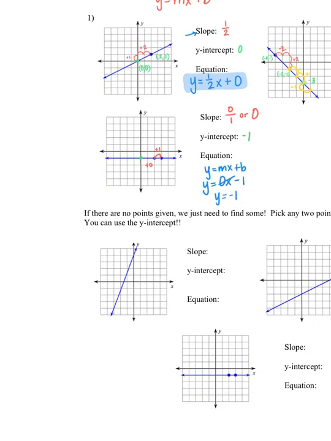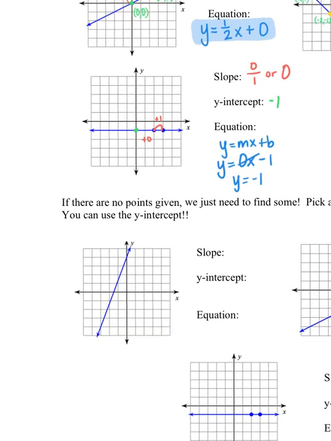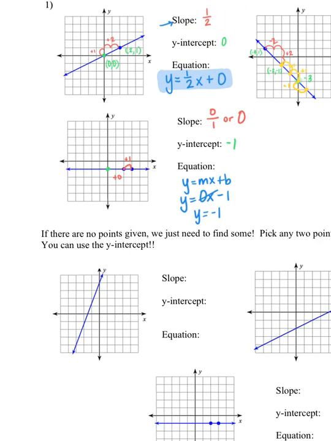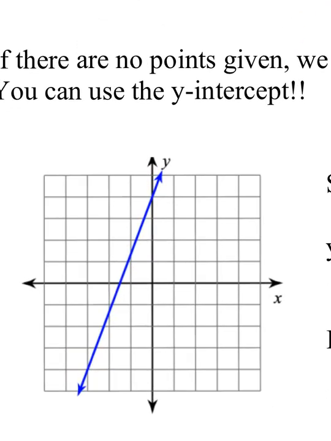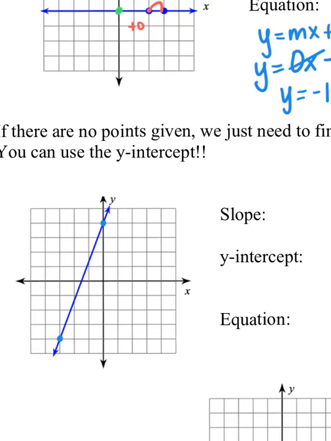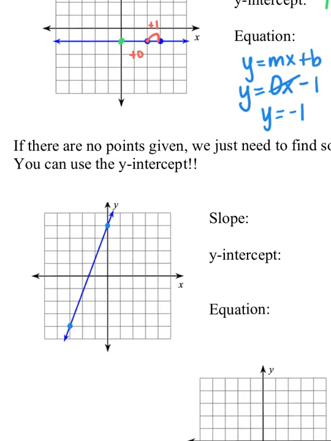Okay, now, what if we're given a graph, but it doesn't already have points on it like the ones above did? That's okay. We can pick any 2 points. So I'm actually going to pick this point here. I'm going to find 2 places where it crosses evenly, like intersects 2 lines. So I'm going to pick that one and this one. It just so happened that one of the points that I picked is my y-intercept. So it is 1, 2, 3, 4.